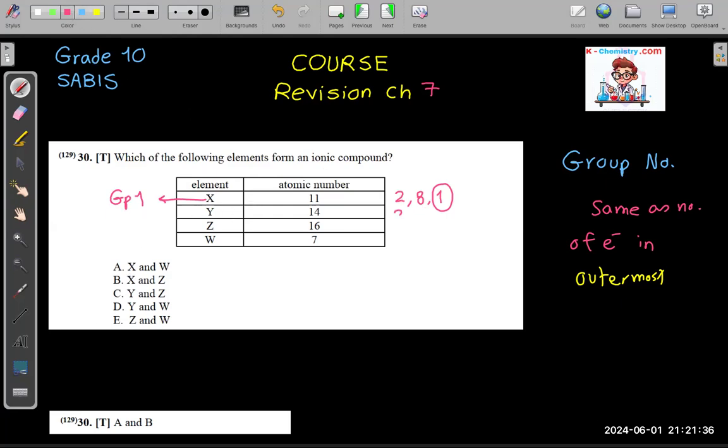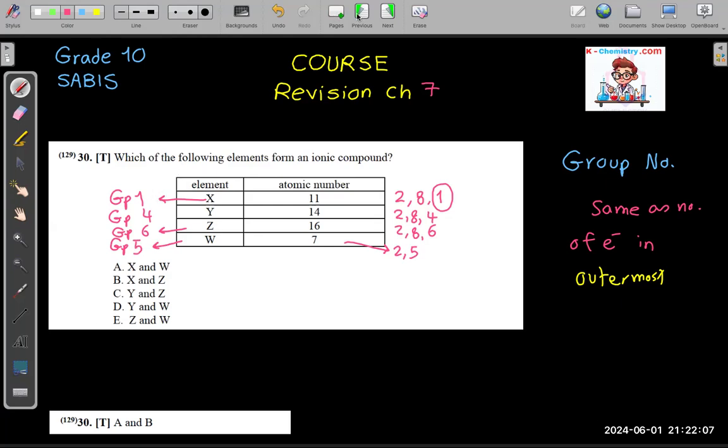What about Y? Y is 2, then 8, then 4, so it is in group 4. Z is 2 and 8 and 6, so it is in group 6. Then 2 and 5, so it is group 5.